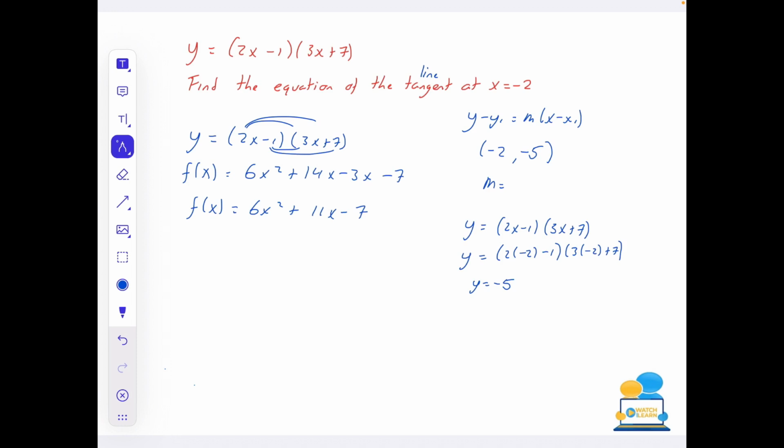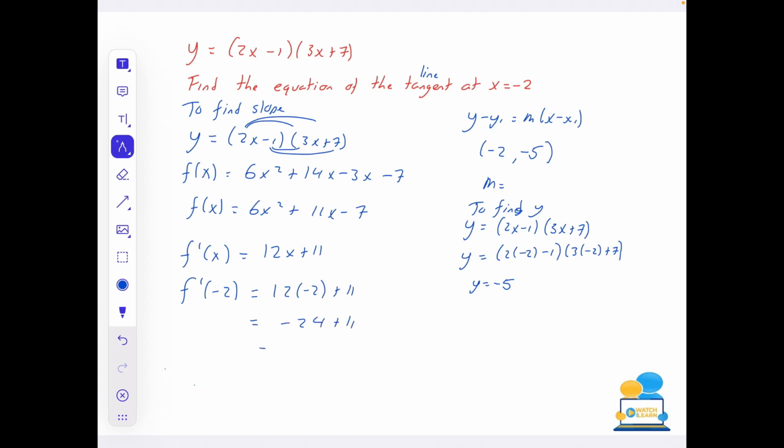So all I did there, instead of writing y, I wrote f of x. I just prefer writing f of x for these questions because they're going to be subbing in a value. And also I just multiplied it out to write it in a different form. Now I'm going to find f dash x because to find the slope, we have to differentiate. So f dash x, differentiate that, you're going to get 12x plus 11. Now we want to find the slope at x equal to minus 2, so we're going to sub in minus 2.